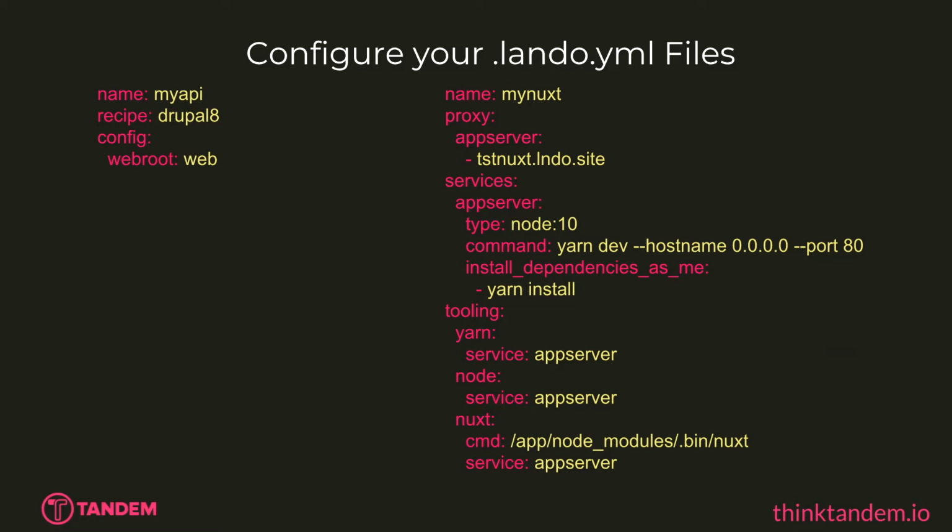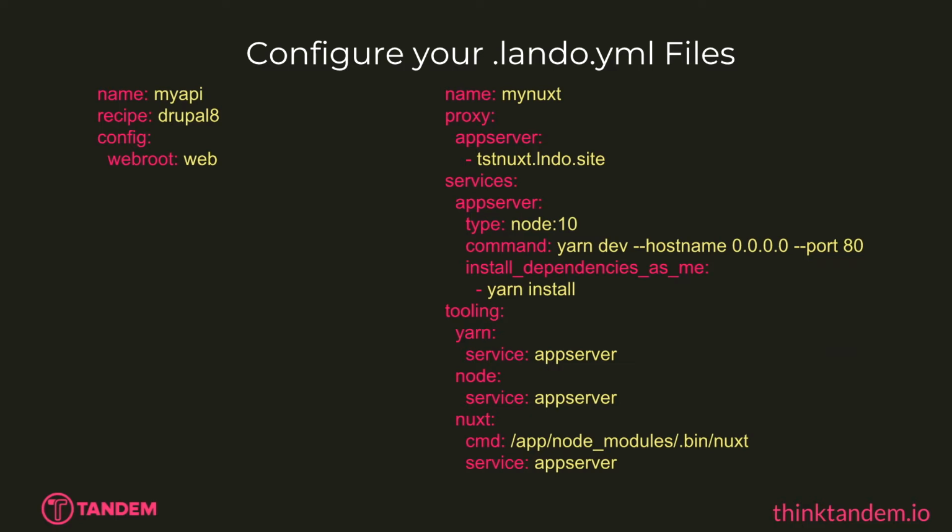We're not using a recipe there, so we're using a custom .lando.yaml file. We give it a proxy. Services are the containers that we're going to define. So we have an app server of type node 10, and when we start that container, we're going to run yarn dev. Yarn is inside the container, so I don't have to worry about having yarn on my machine. Install dependency is going to do the yarn install to get all the node modules I need to make this thing work. And then I'm going to expose some tooling, so I'm exposing yarn so that I can use it via Lando.